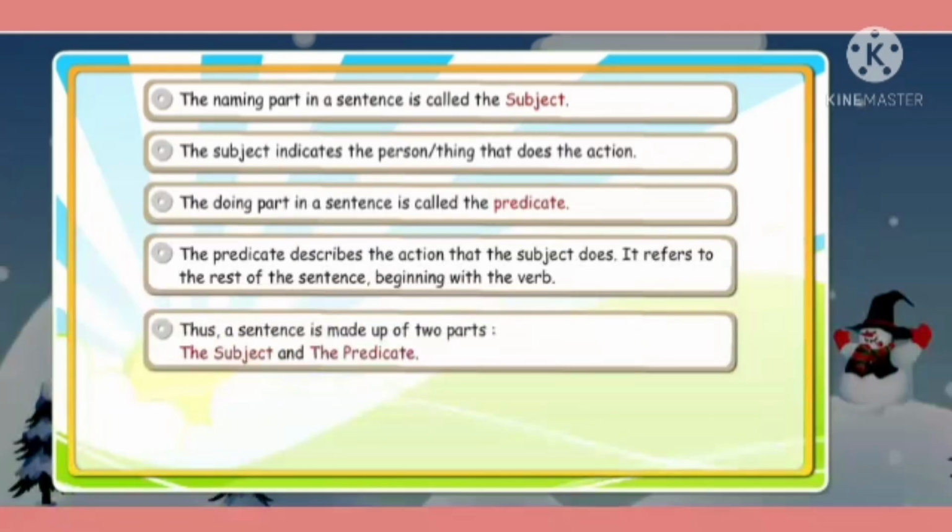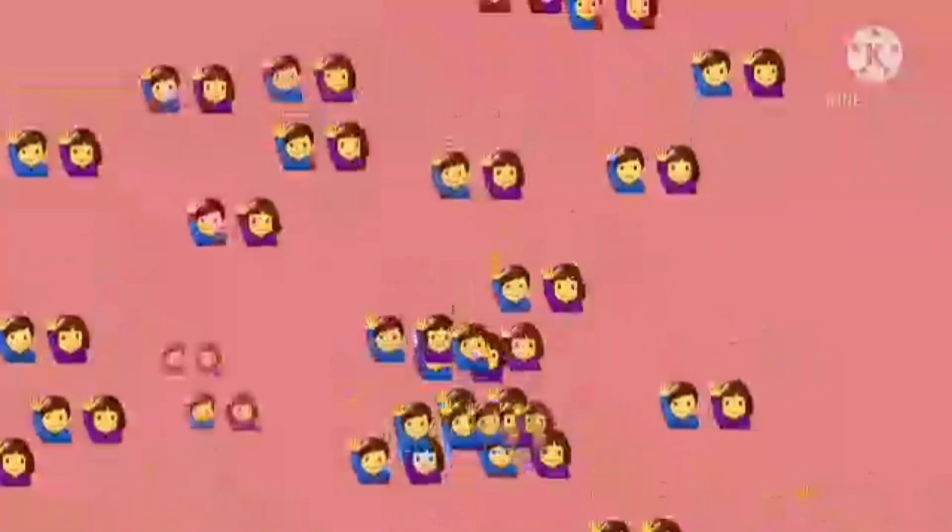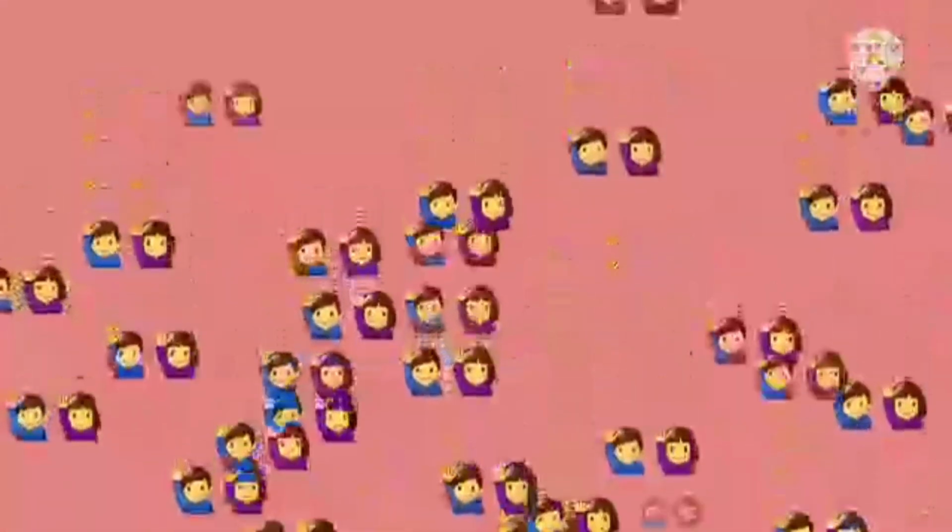Thus, a sentence is made up of two parts. First, the subject and the predicate. I hope everyone has understood Chapter 1, the sentence, very well.